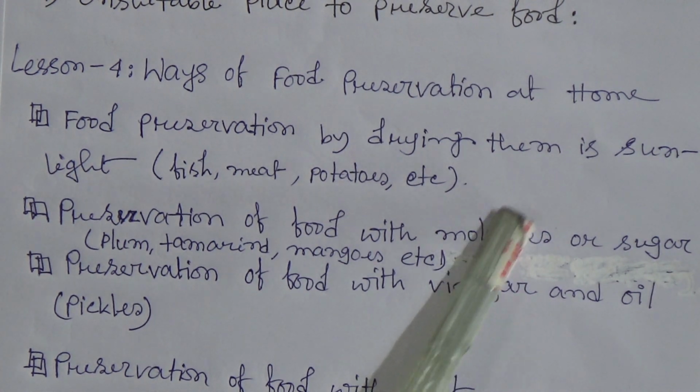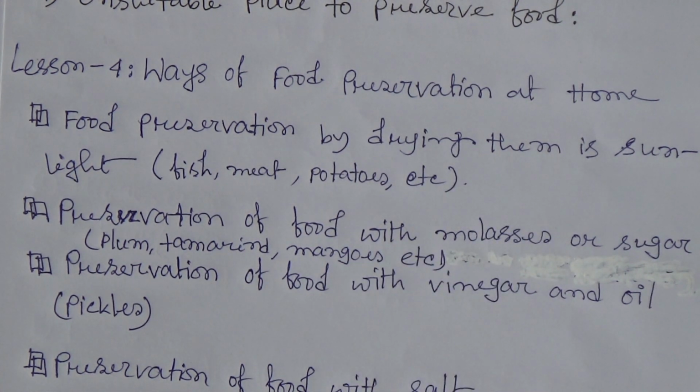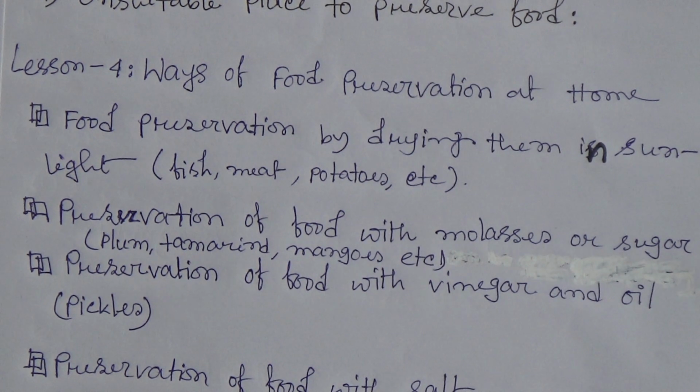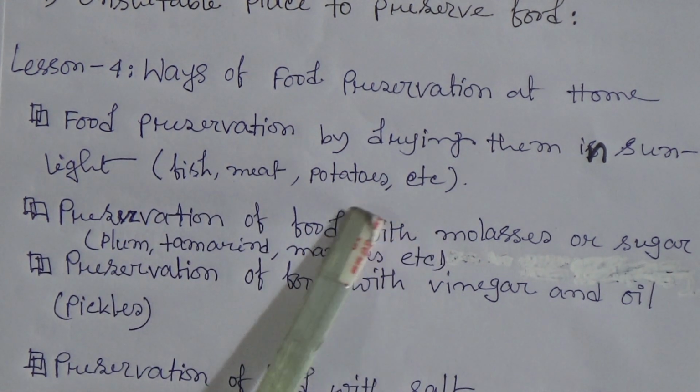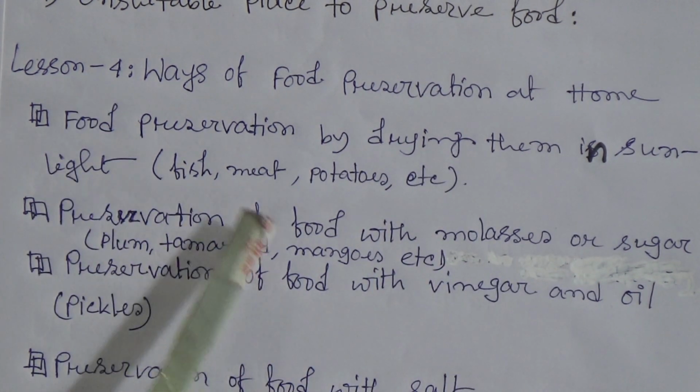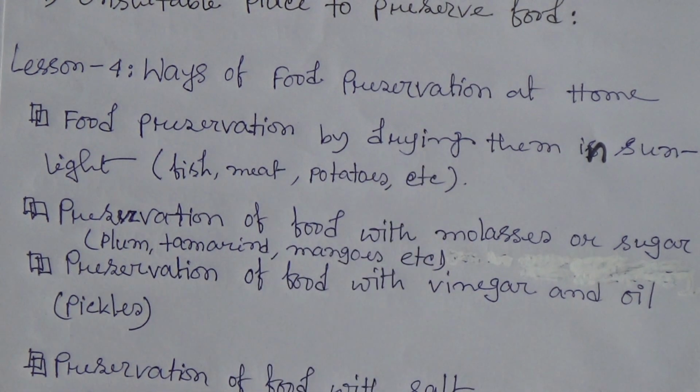Students, here the preservation is drying them in sunlight. So there are some foods that we can preserve by drying them in sunlight, like fish, meat, potatoes, etc.